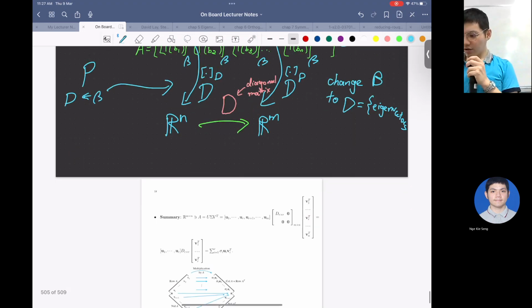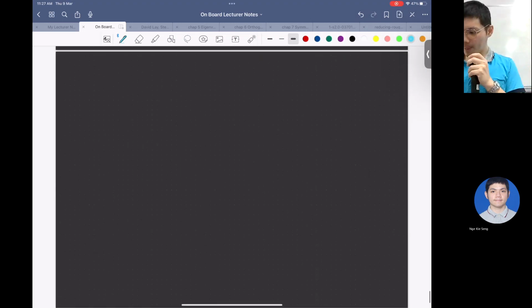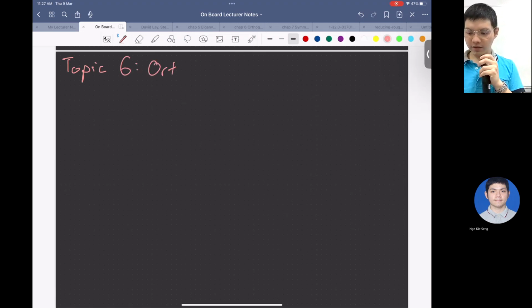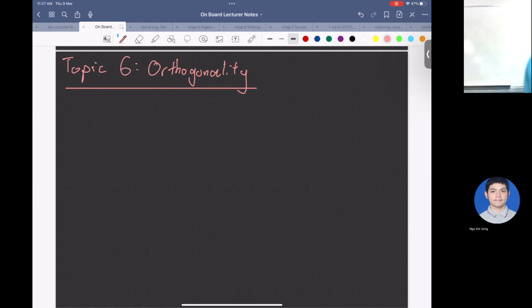So let me briefly talk about the next topic, and then we will end. Topic 6, orthogonality. So it seems like we don't really like the eigenvector basis that much. We found another basis that is more useful, which is the orthogonal basis. So we learn orthogonality.